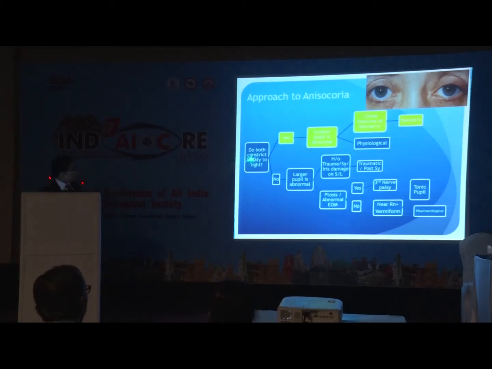So when you use this, usually these people react well to light, so that you can see the good reaction to light. The small pupil is the abnormal one, and then you look for other features. Like in this case, there is a ptosis, and that gives a clue that this is a Horner syndrome.